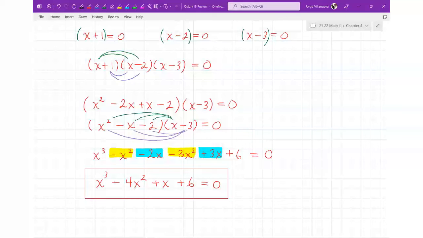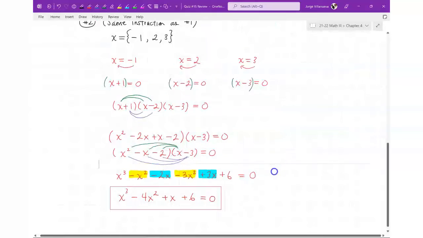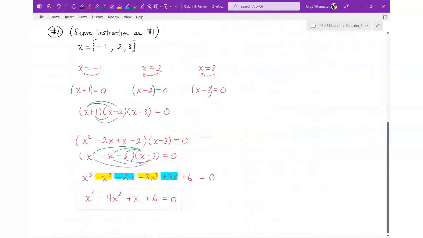But notice both of these problems that we've done, we start with the answers. We set them equal to 0, we multiply them out, and then we're done. Same with this one. Now, on your quiz, I can tell you that they are going to give you problems with 3 zeros, like this. This is what you should expect to see on your quiz, like this type of work.